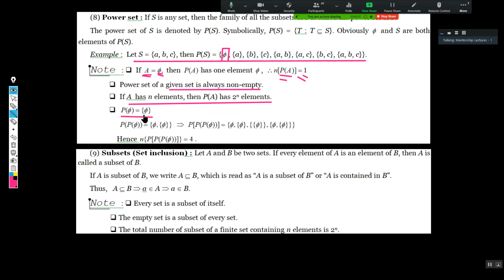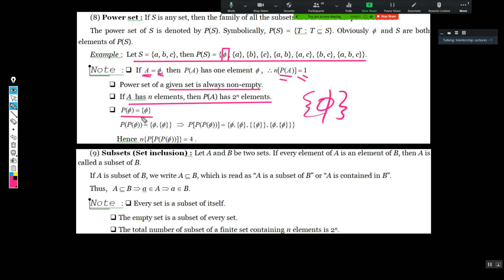Set of phi, understand the difference. If it is written individually as phi, it is the null set. If it is written inside the brackets, there is one element present in the set, which is the null set. So P of phi means P of phi. P of phi is given to be phi.